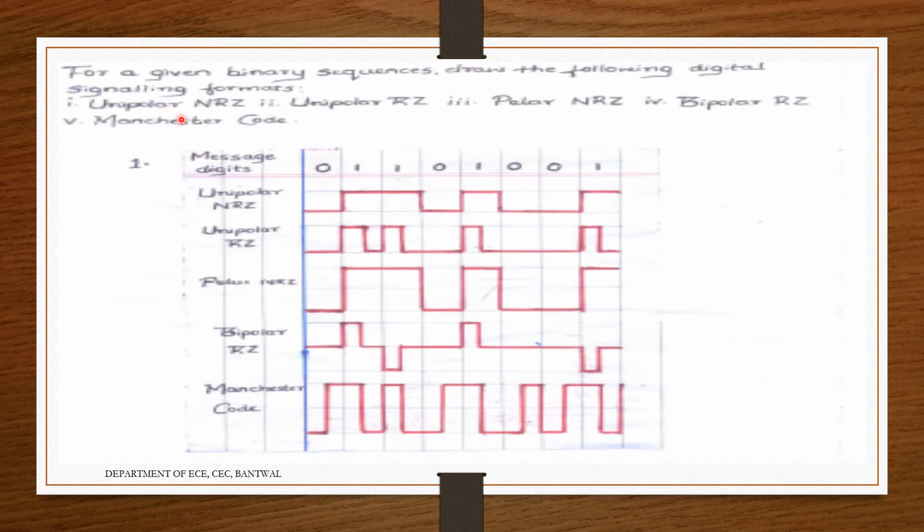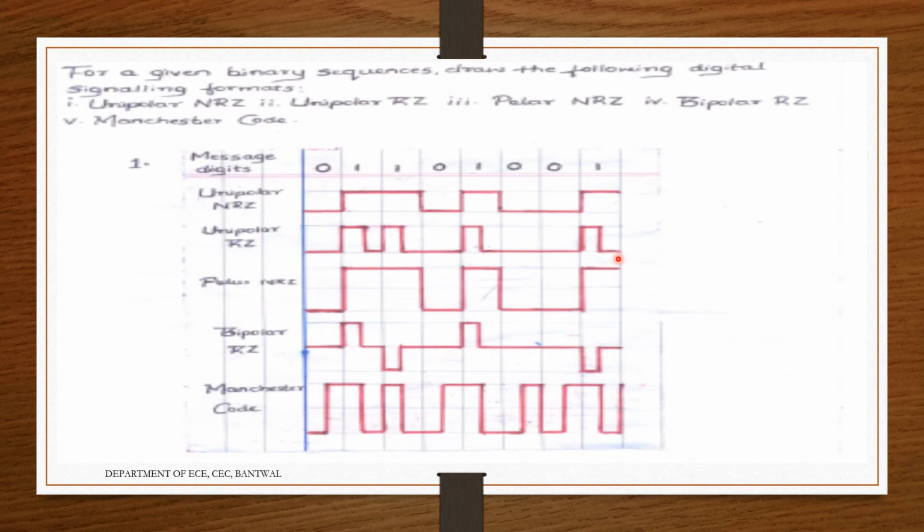First one done. The second one is the unipolar RZ, return to zero. It has to return its value to 0. When there is a 0, it will be 0 itself. When there is a 1, for 50%, that is half of the bit duration, it will be 1. Next it will become 0. Similarly, for the next 1, for 50% it will be 1, then 0. For 0, it is 0. Next 1, 50%, then it becomes 0. It is 0, 0. Then it is 1, again 50% 1, and next is 0.